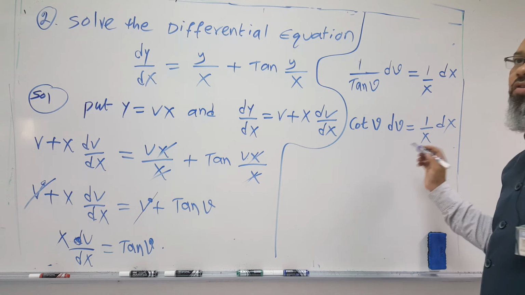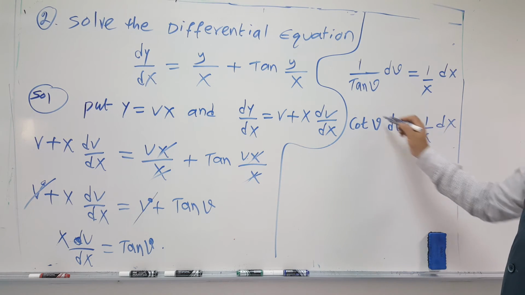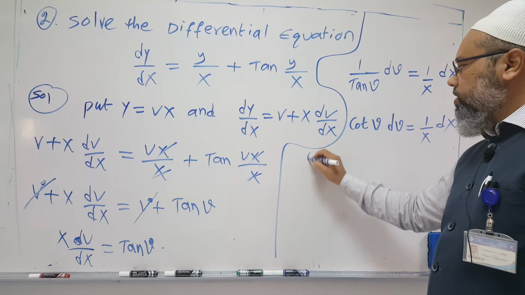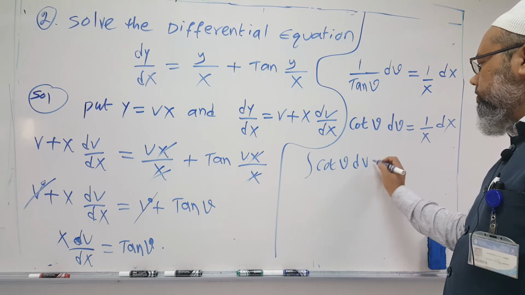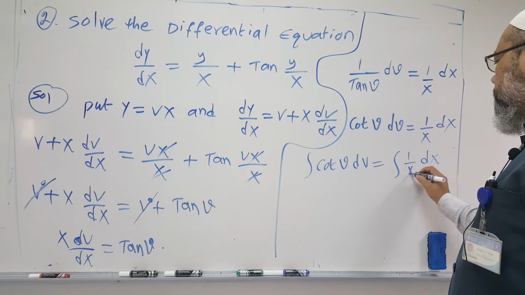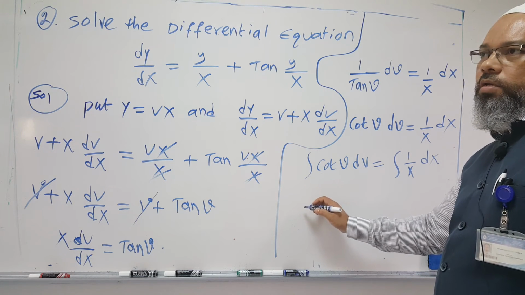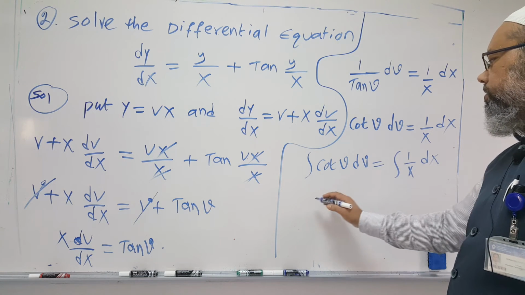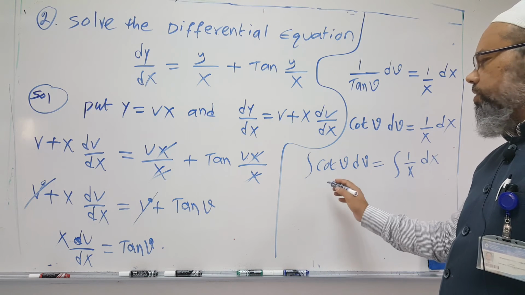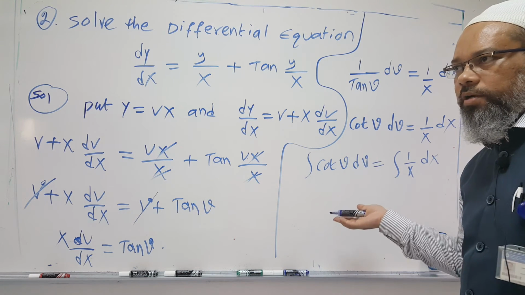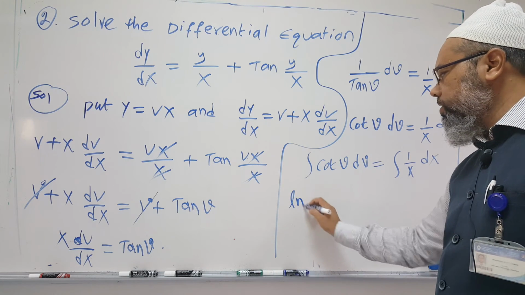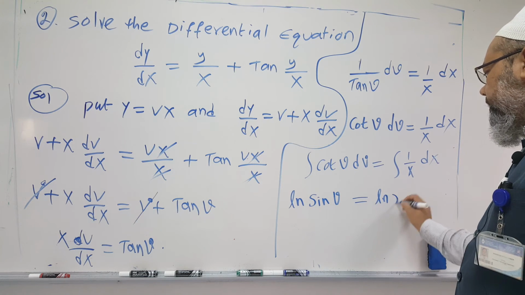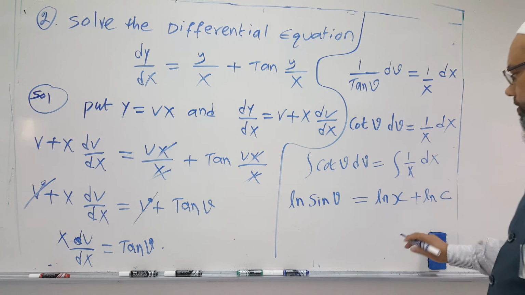Now this is the separable differential equation: dv with all v functions, dx with all x terms. So just integrate both sides. Integral cot v, this is the standard integral by the integration formulas. Integral cot x is like cosine over sine, and the derivative of the denominator, d by dx of sine, is cosine, so ln sine v. This is the standard formula, of course. This is also a standard formula, ln x, plus the integration constant ln c.